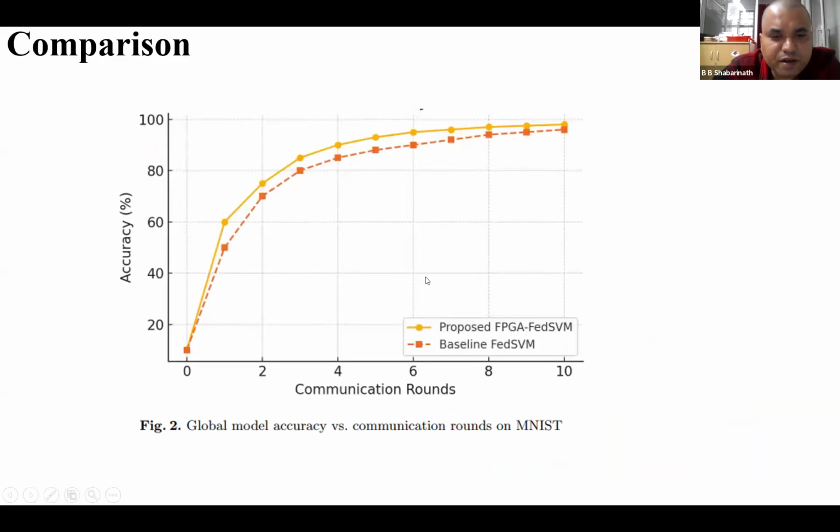Finally, we have compared our model with the existing Fed SVM model. You can see here on the x-axis the number of communication rounds, and on the y-axis the accuracy. You can see that our model performed very fast without compromising the accuracy when compared to the baseline Fed SVM model. Also, our model has the advantage of low energy consumption, which is a parameter not yet considered. Energy is a very important factor for SVM training in federated learning, which has not been explored so far. This is the main advantage of our proposed method.